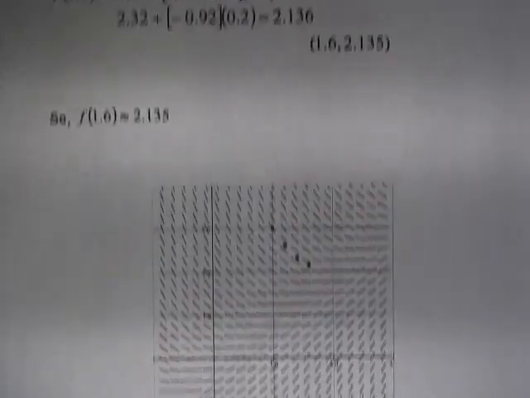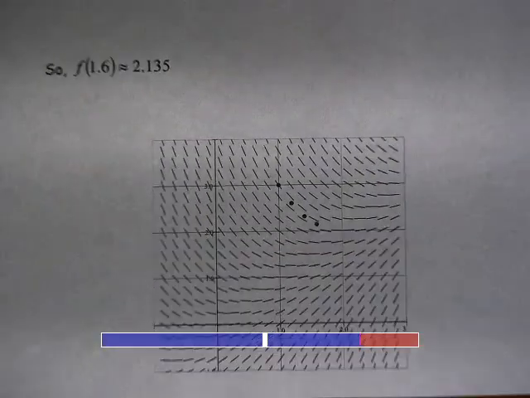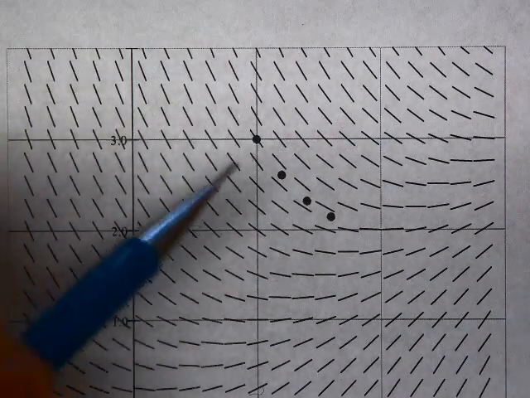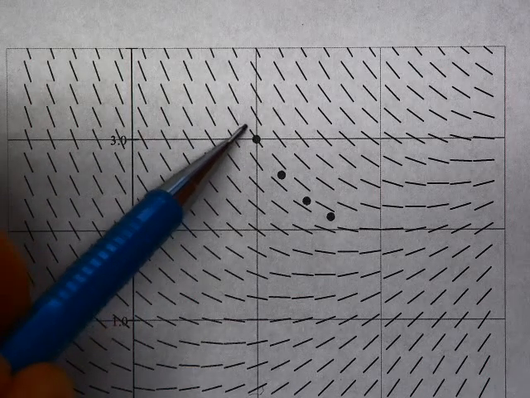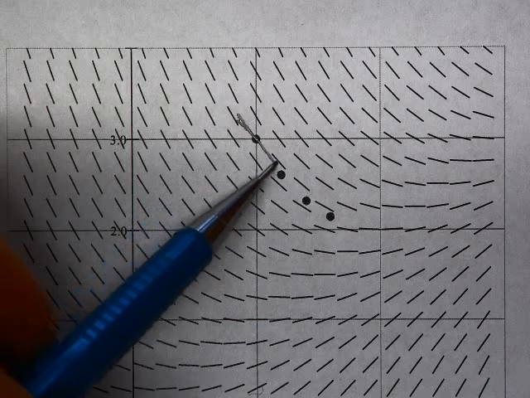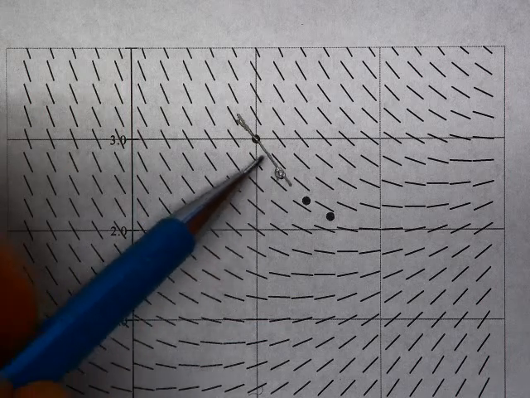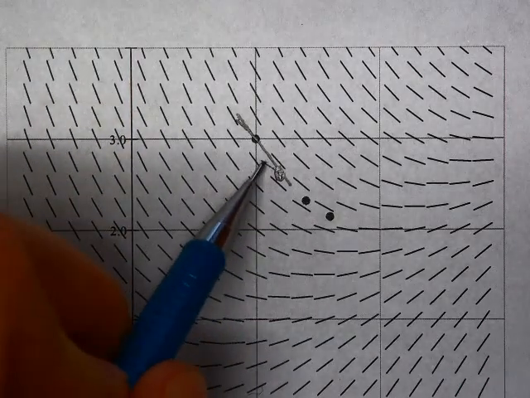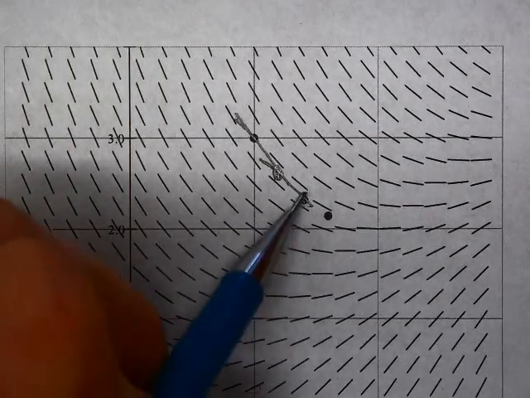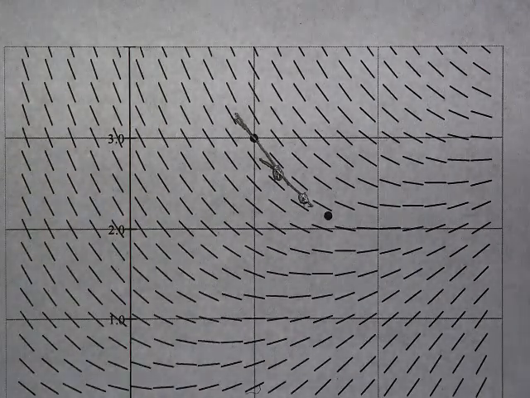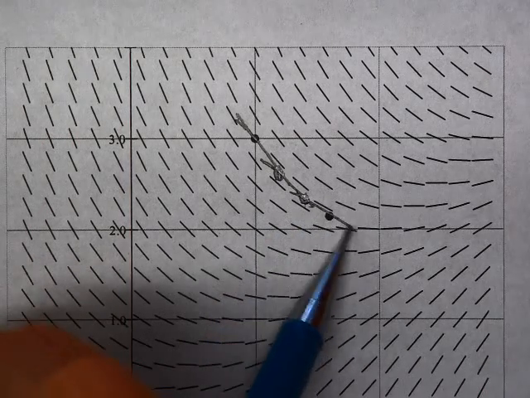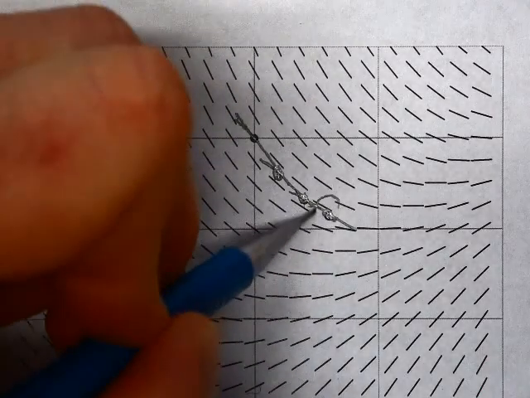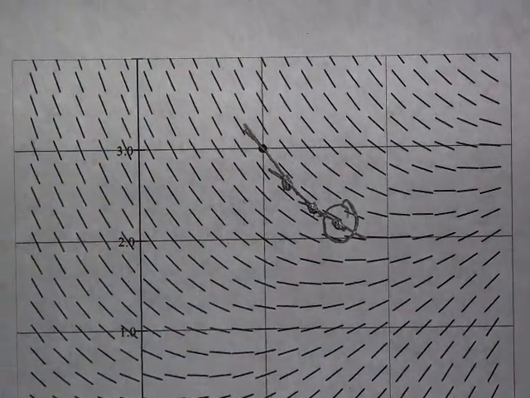Alright, you can see a little depiction of that as we start at our original point. We calculated the slope there, and we followed that straight line 0.2 units over, and we ended up here. Then we calculate a new slope, and we follow that straight line 0.2 units over, and we end up there. And then we calculate the slope there, and we follow that straight line 0.2 units over, and this is our final estimate of f of 1.6.